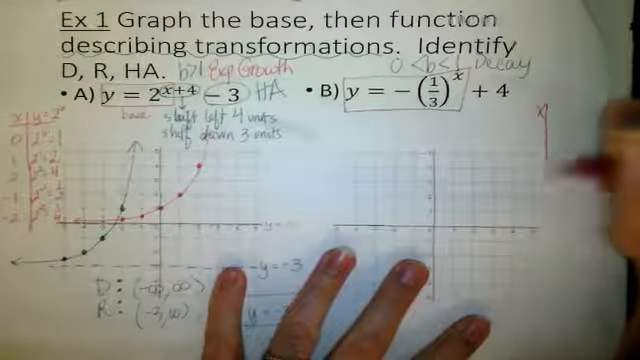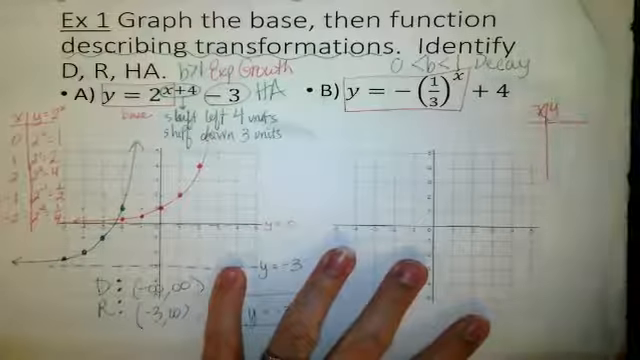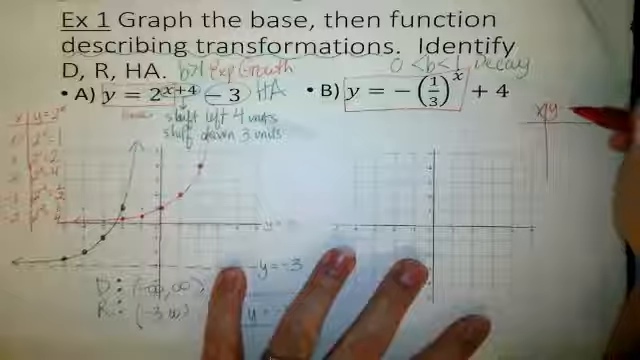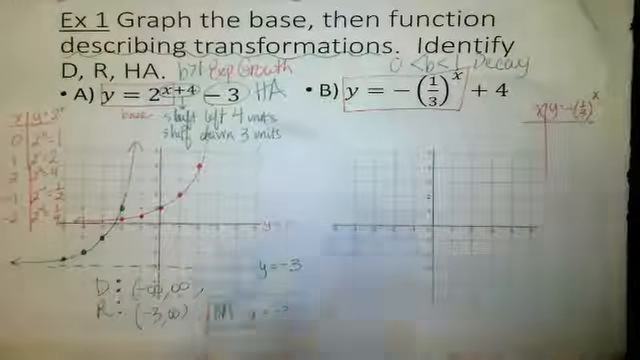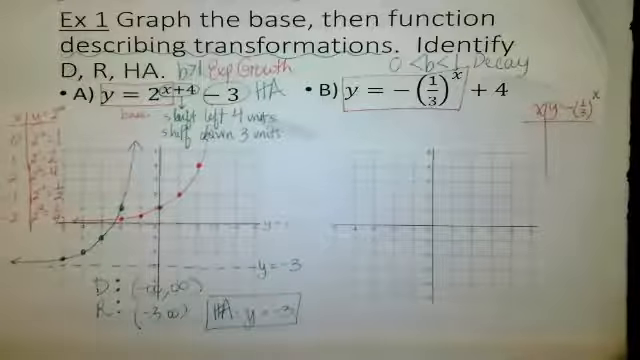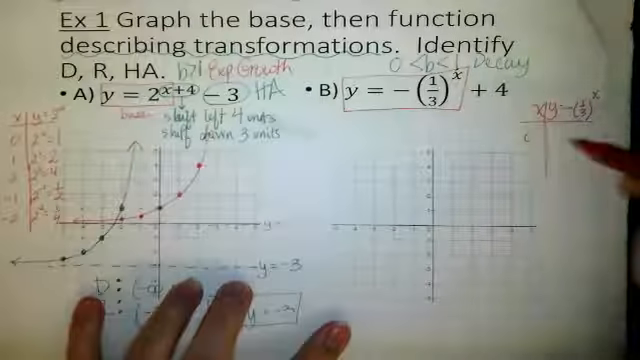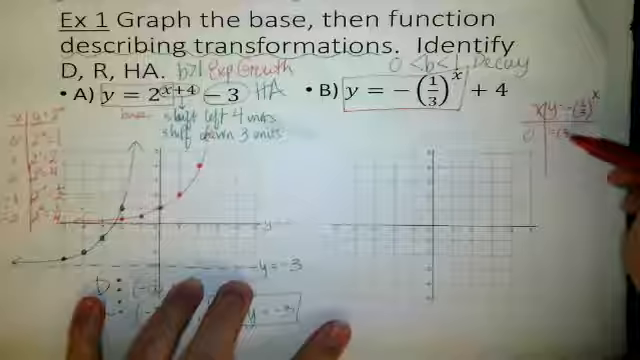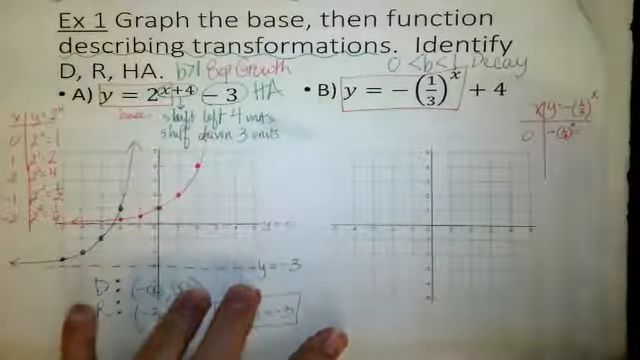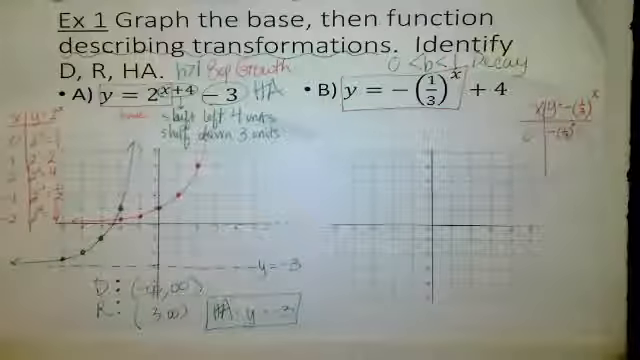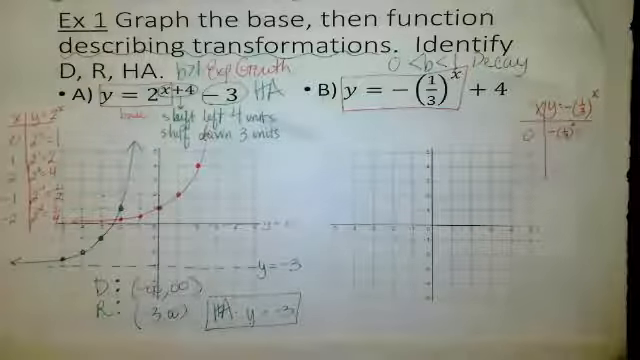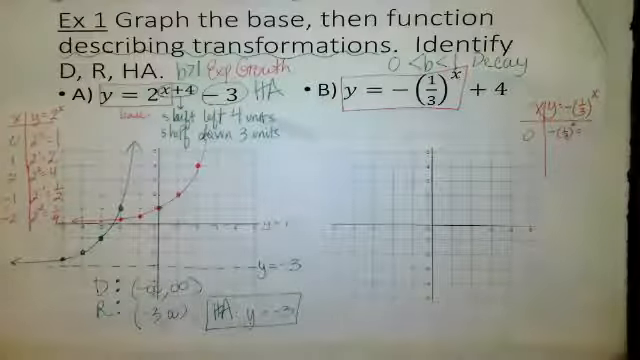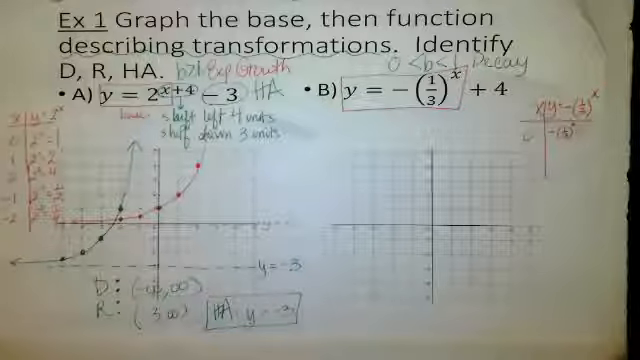So, I'm going to go ahead and make my little table here. The equation that I'm going to start with is negative 1/3 to the x. I'm going to start with 0. Negative 1/3 to the 0. Think about it. Negative 1/3 to the 0 equals? Negative 1.